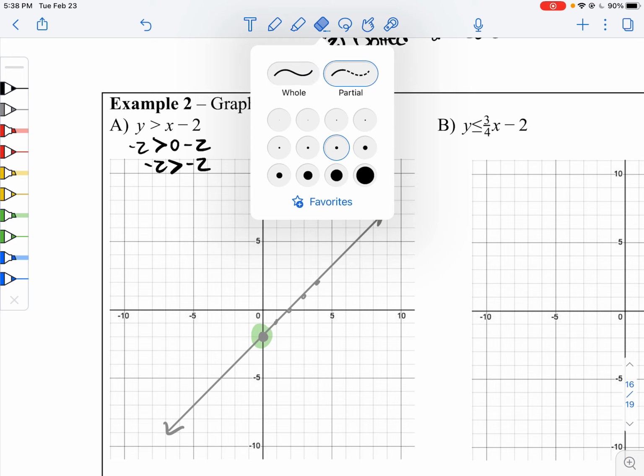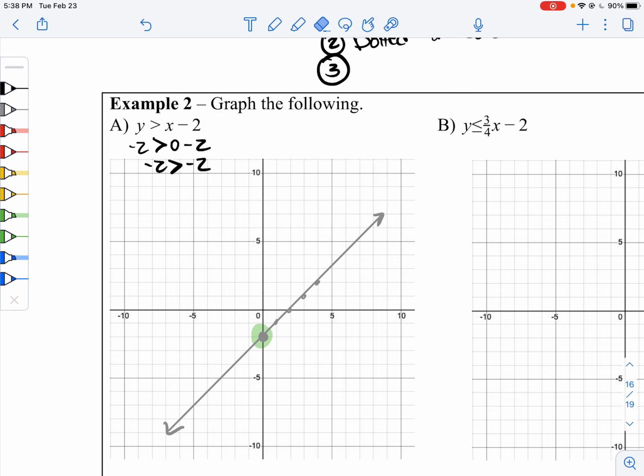So in fact, what we have to do is erase that point. That doesn't make it true. In fact, this whole line doesn't make it true, but it's right on the boundary. We call this the boundary line. We're going to make it dotted because everything up to this line makes it true. So we need to make this a dashed line because we have a strict inequality. We'll look at a different one later. So we actually need to make this line a dotted line.